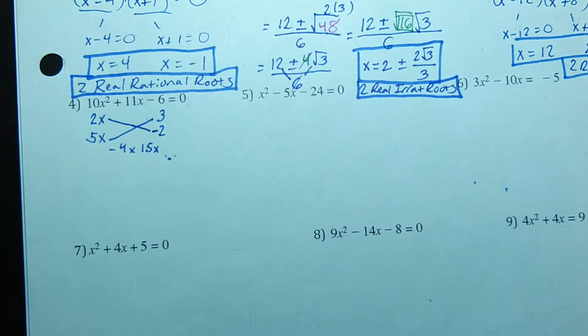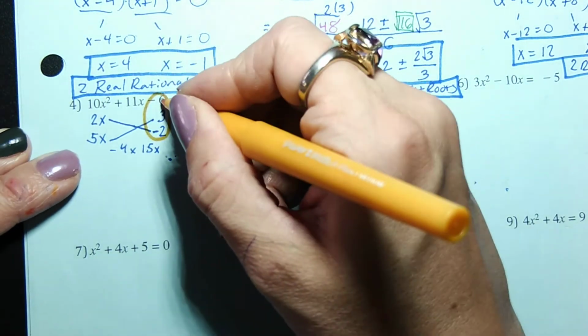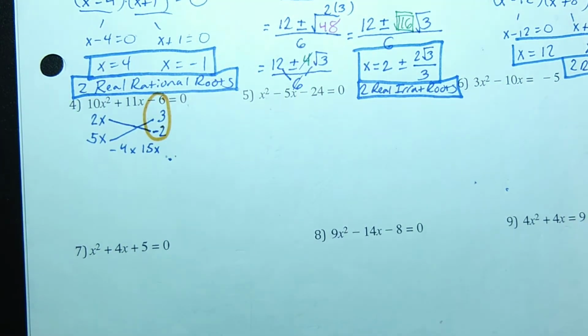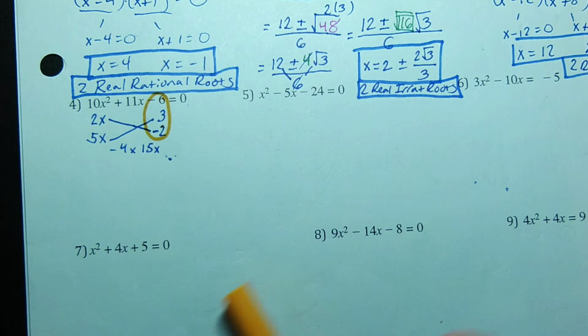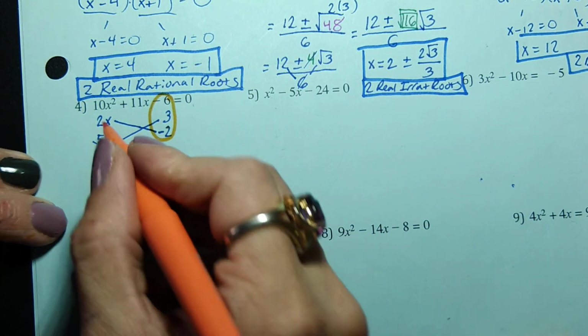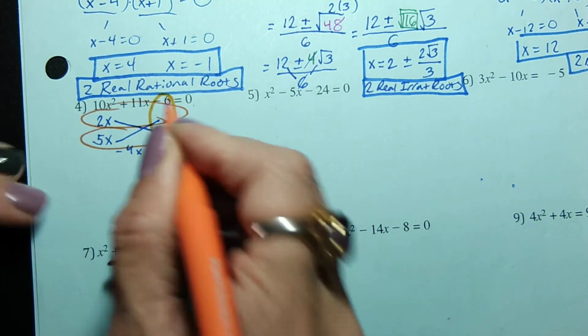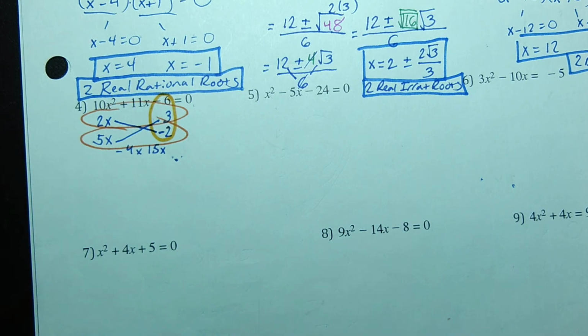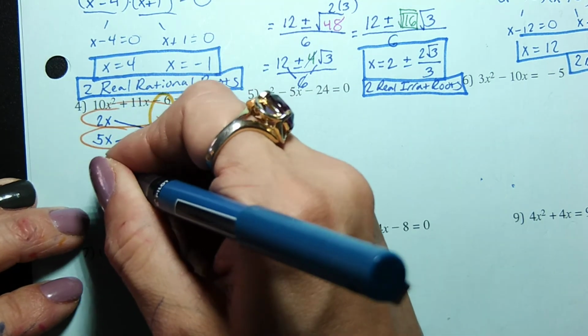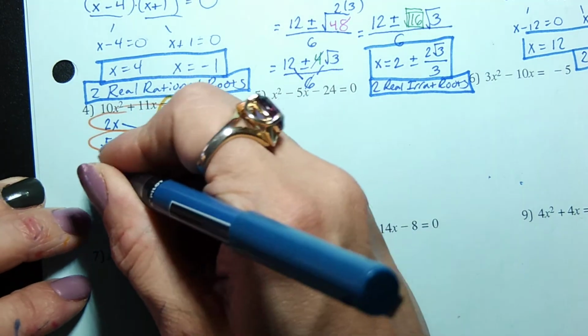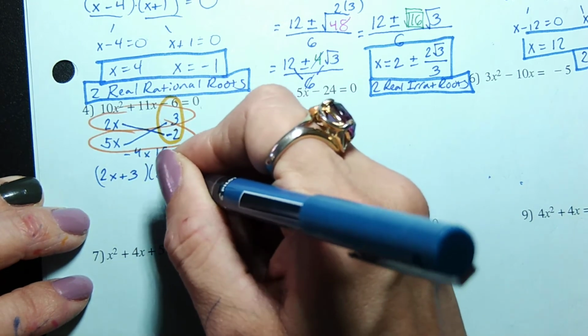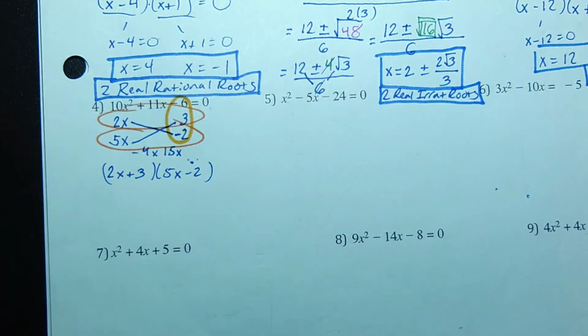And don't forget, folks, when you're doing the x method, you need to check to make sure you're getting the right product number sign correct. So 3 times -2 is -6. And then we go straight across with our factors. So 2x plus 3 and 5x minus 2.